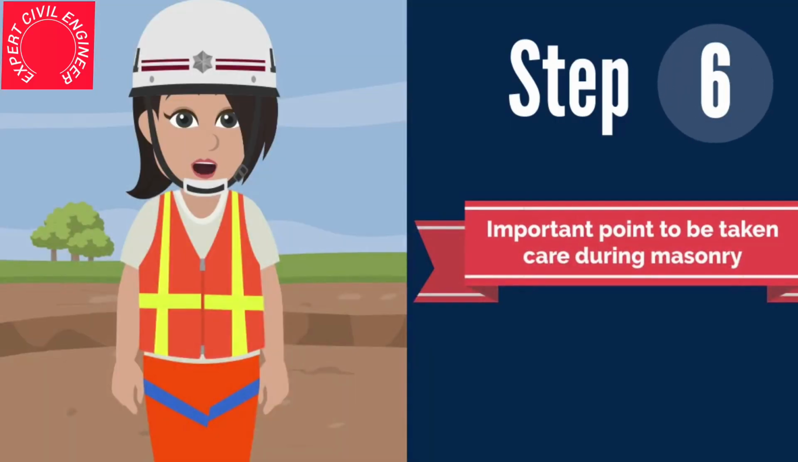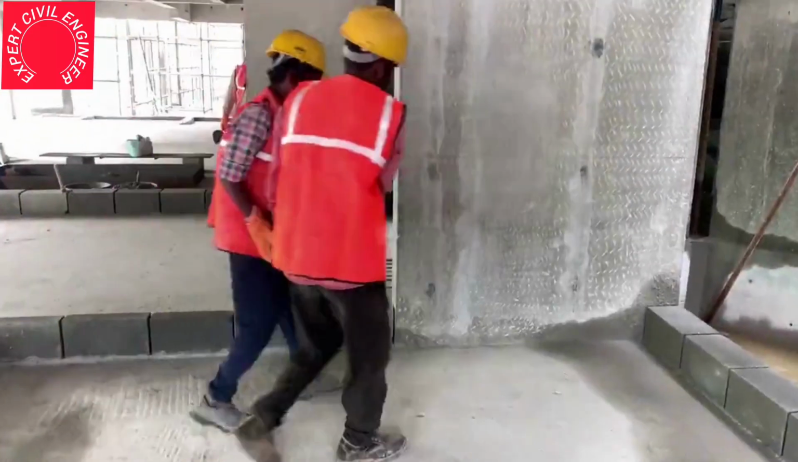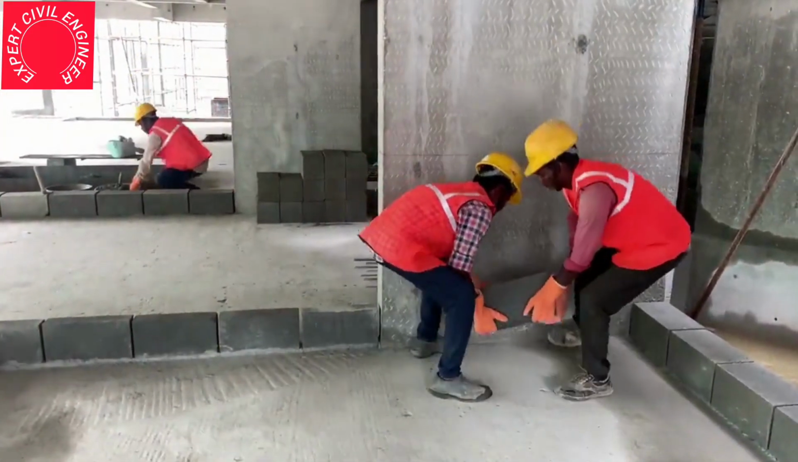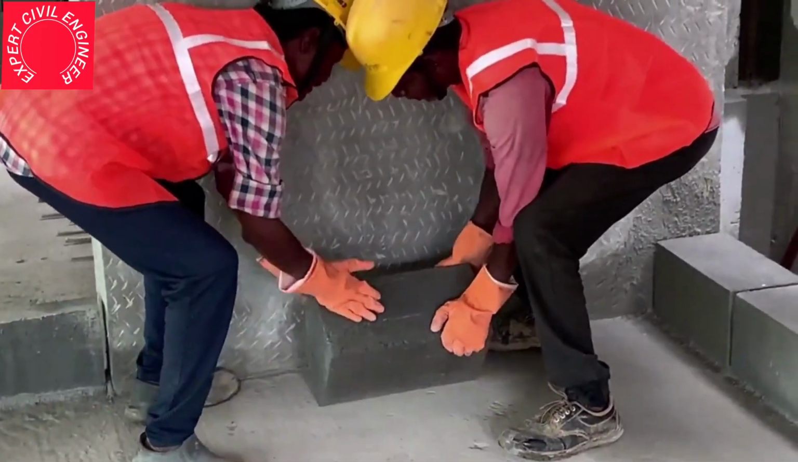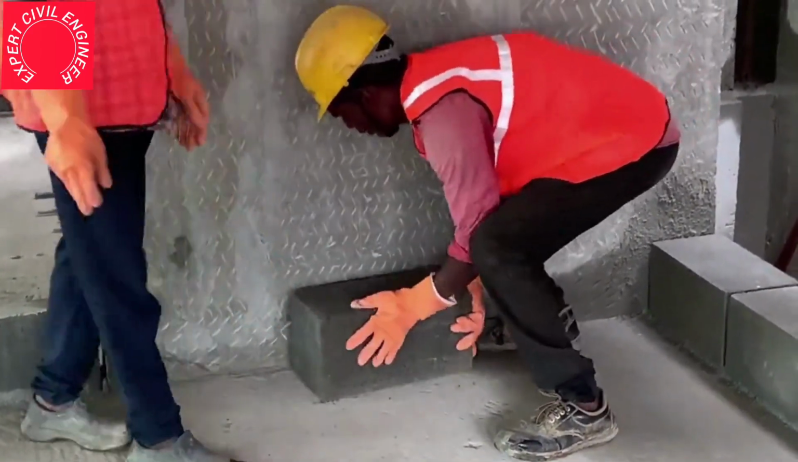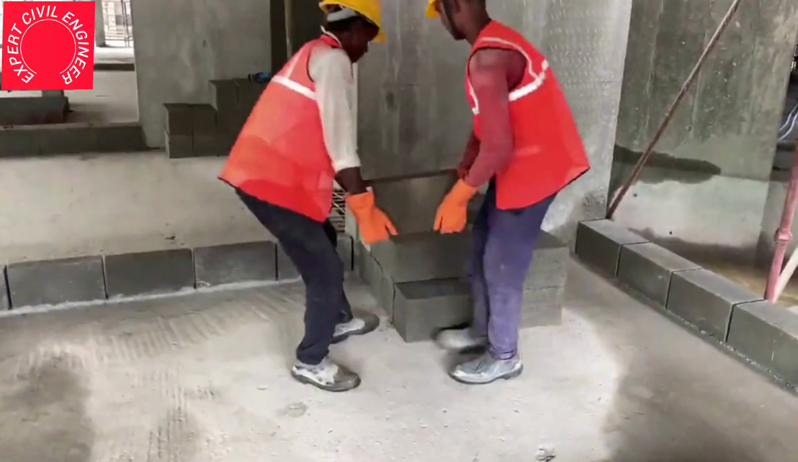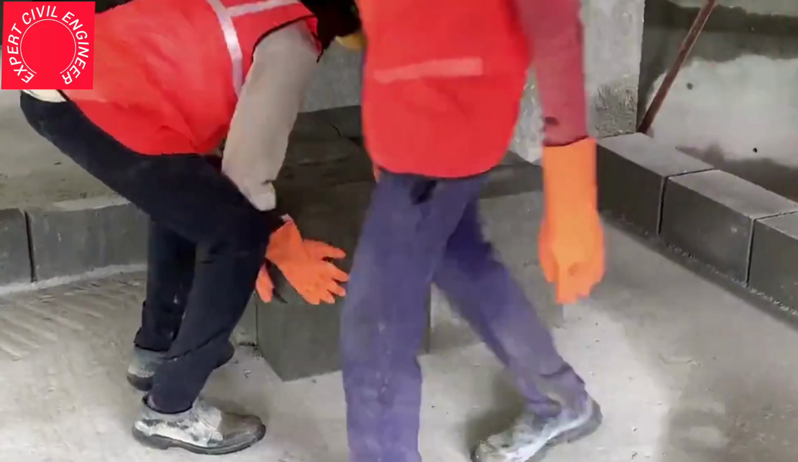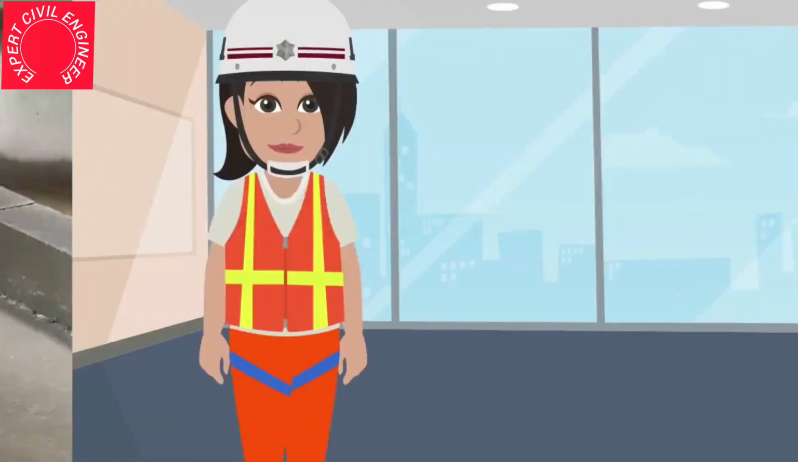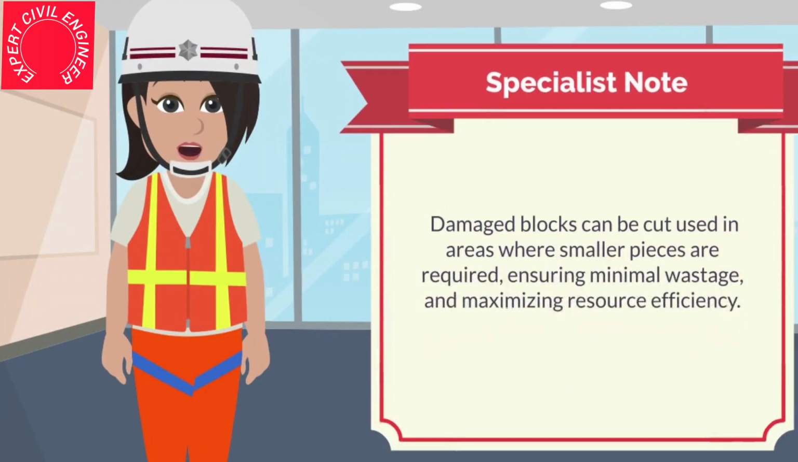Let us quickly check on the important points to be taken care of during masonry. Block shifting is a crucial aspect of construction, demanding meticulous attention to prevent damage. Damaged blocks can lead to unsightly cracks in the masonry. Therefore, avoid using damaged blocks. Damaged blocks can be cut and used in areas where smaller pieces are required, ensuring minimal wastage and maximizing resource efficiency.